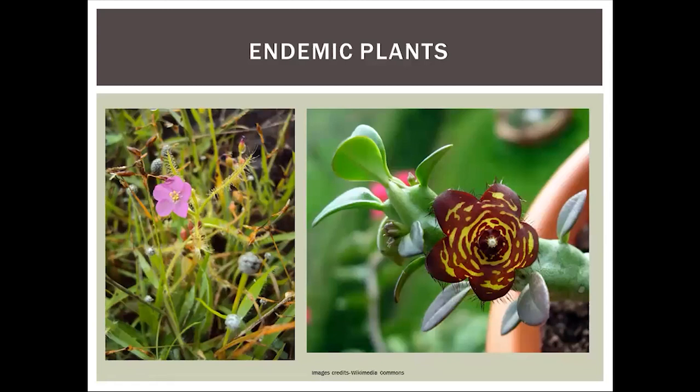Then we have seen the endemic plants. First was Drosera indica, with purple petals. It is the smallest flowering plant. It is an insectivorous plant.